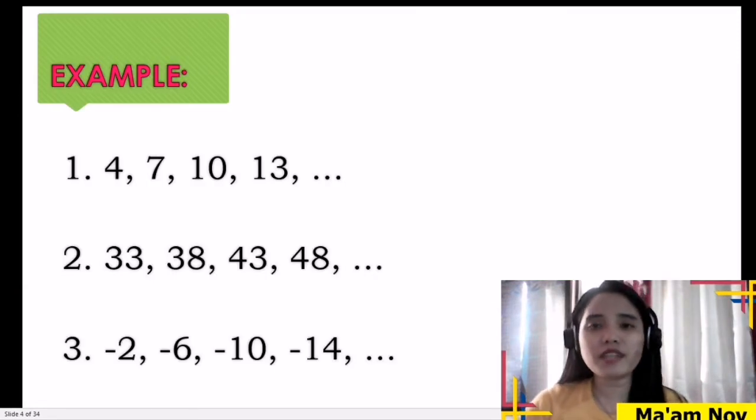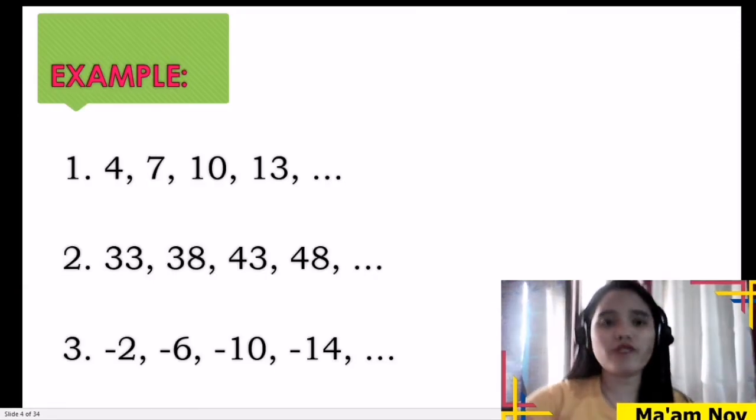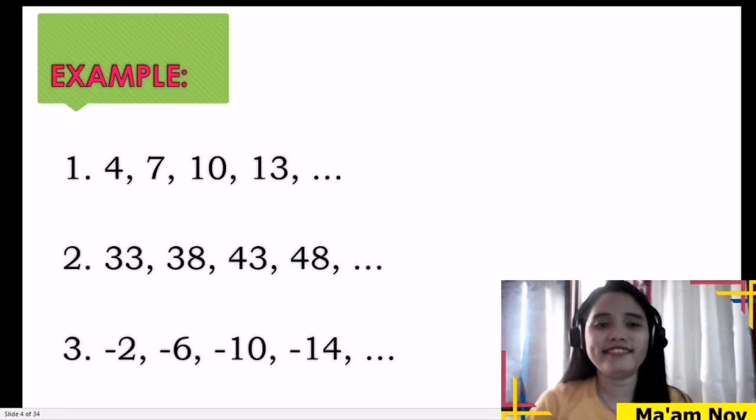So we have this example here. 4, 7, 10, 13. Number 2, 33, 38, 43, 48. Negative 2, negative 6, negative 10, and negative 14. Can you tell me if it is a sequence or not?